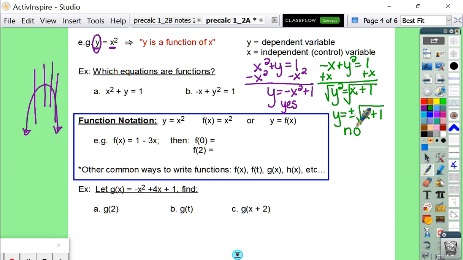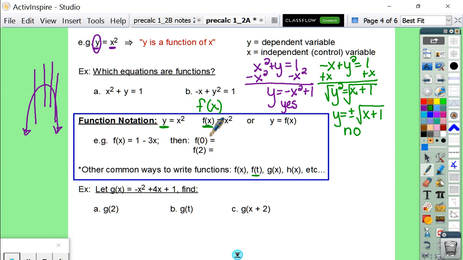So now that we know that something's a function, what do we do when we have solved for y? Well, we replace y with that function notation f of x. Now we don't always just use f, sometimes we use g, sometimes h, and every once in a while t, especially when we're dealing with time. And that means that if you see this, it's really a function. So we just replace y with our function notation.